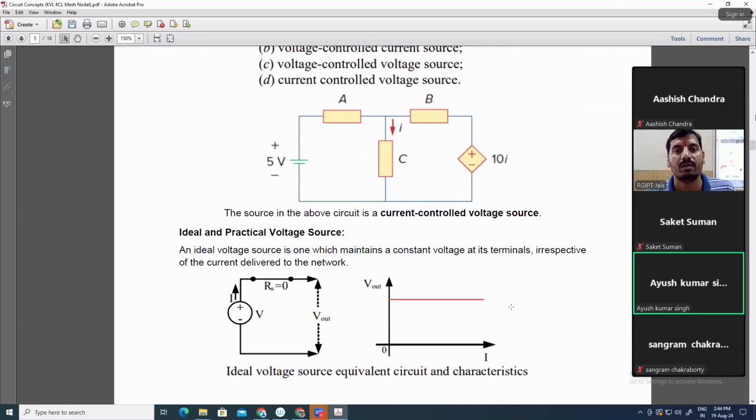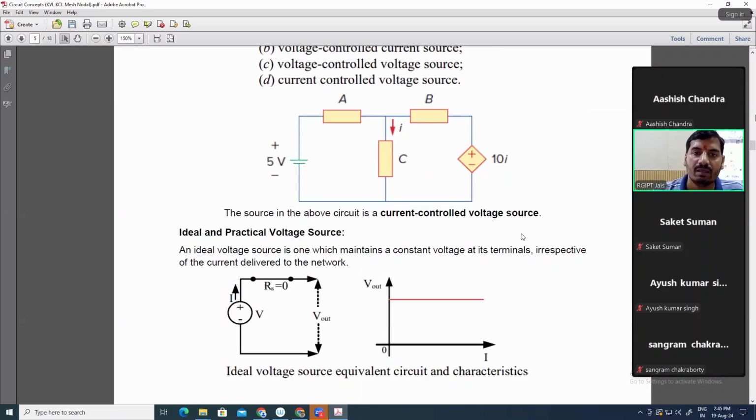Sir, is there any example which can explain this? Yeah, I will explain with examples also. We will solve some numerical problems. While solving the circuits, we will solve some problems based on dependent sources also. Don't worry.